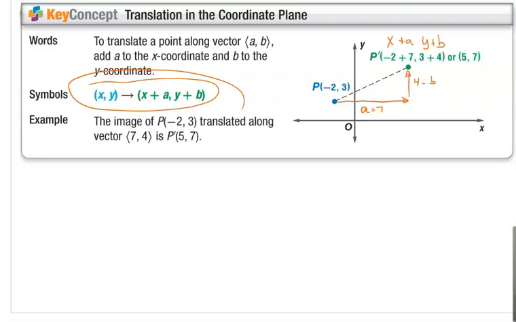And you can get that vector. The vector has the a and b there, so you should be able to write it both ways. You either write it like -2, 3 goes to P prime of -2 plus 7, 3 plus 4, or you write it as a vector form depending on what's being asked for.